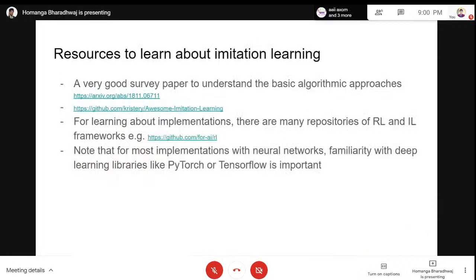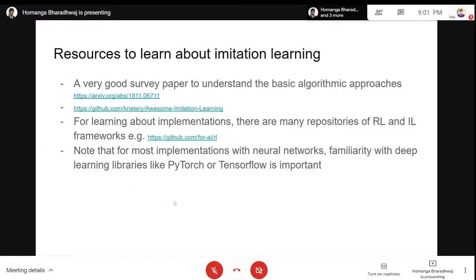And again, to learn about imitation learning, there are very good resources on the internet. There is a survey paper that I have linked here. And there are also imitation learning repositories where people have summarized imitation learning papers. And for learning about implementations for both reinforcement learning and imitation learning, there are frameworks that have the basic algorithms already written out for you, and you can play around with those algorithms in particular control environments. I'll talk about the environments at the very end, but you can see what they do in certain environments using these open source resources for RL frameworks.